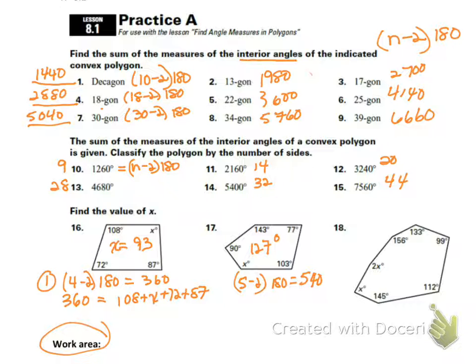Okay, 18. Again, it's a two-step problem. So I have 1, 2, 3, 4, 5, 6, 7 angles. So first I'm going to say 7 minus 2 times 180, and I will get the number of degrees that are inside, and that is 900. So then add everything up. You're going to end up having 3 x's, and when you solve for x, you should get x equals 85.